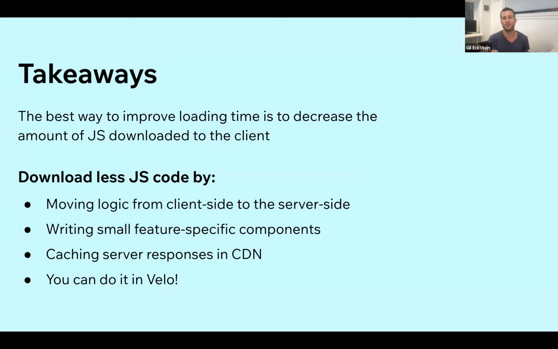Writing small feature-specific components: we talked about how the big button component included a lot of unused code, and writing small feature-specific components and downloading only those is definitely going to make your application download less JavaScript. Caching server responses in CDN was a huge improvement for us, because in a lot of sites, we don't even run the code that we used to run on the client side back then.